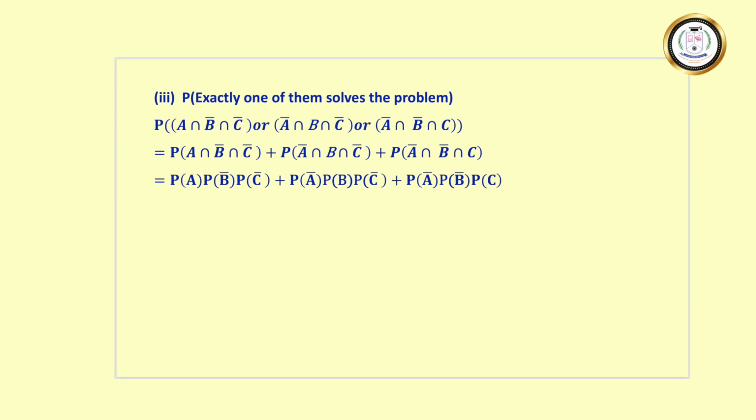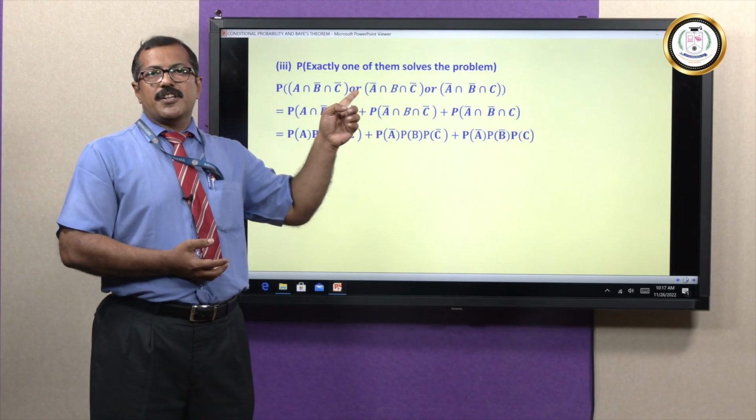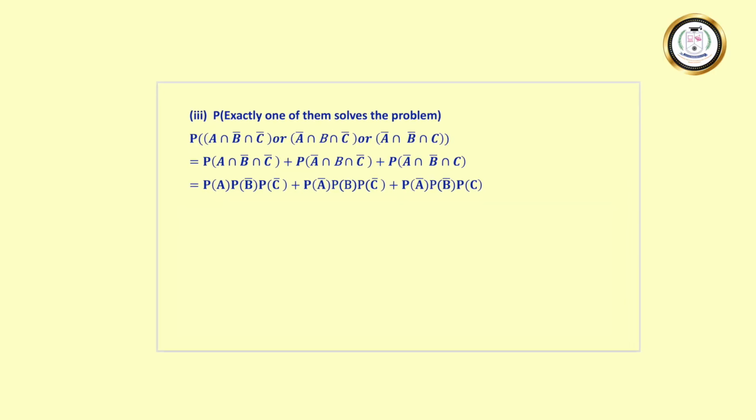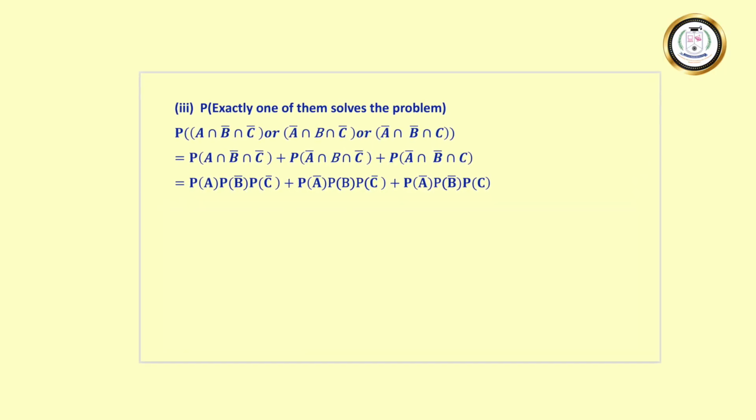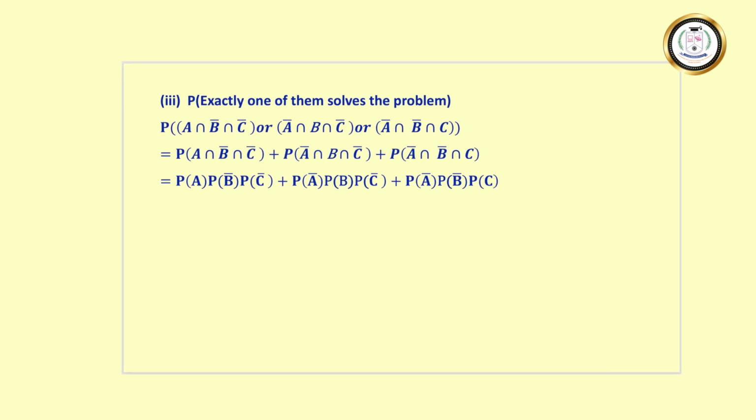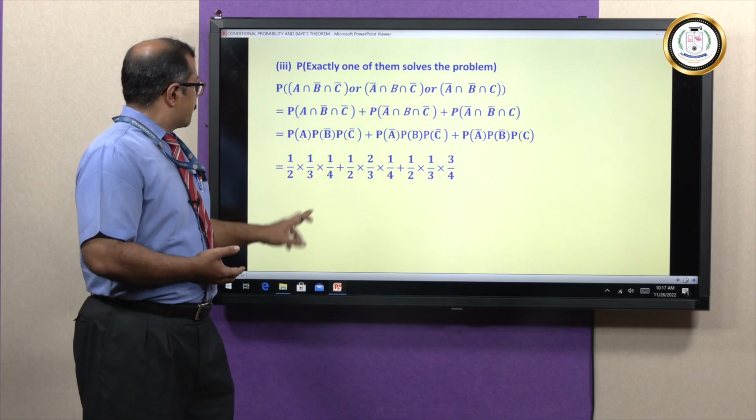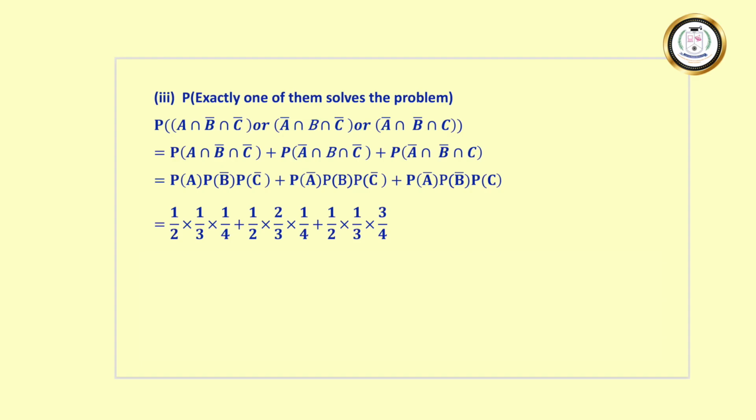Since they are independent, the probability of the intersection is the product of their individual probabilities. So it is P(A) times P(B bar) times P(C bar) plus etc., till the last term. I am just substituting whatever values we got in the previous slide. If we substitute and simplify, we get the value as 6 by 24, which reduces to 1 by 4.